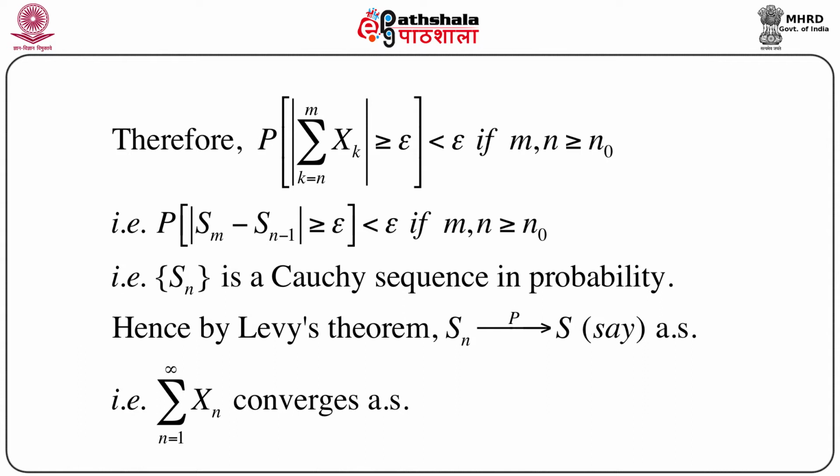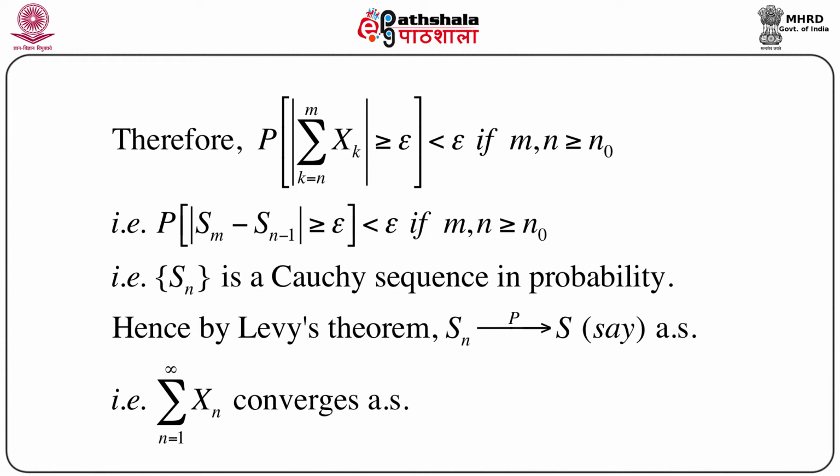Now, it is obvious that summation X_k from n to m, we can always write as S_m minus S_{n-1}. So, probability modulus of S_m minus S_{n-1} greater than or equal to epsilon is less than epsilon. That means the sequence S_n is nothing but a Cauchy sequence in probability. And now, we apply Levy's theorem, and a direct application of Levy's theorem gives us that S_n converges in probability to S, and S_n converges to S almost surely. That means, summation X_n converges almost surely.